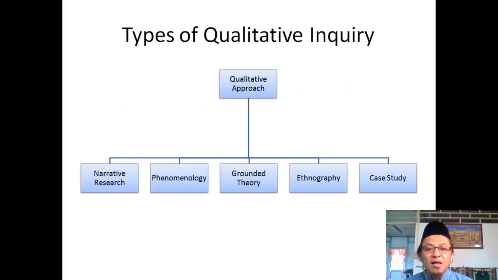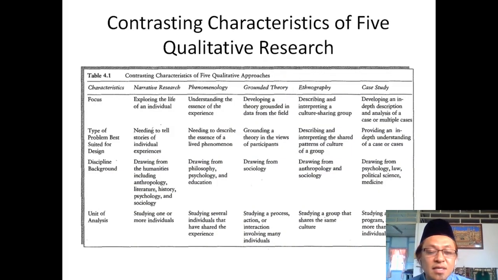All right, according to Creswell, qualitative research can be generally divided into five. One is called narrative research. Number two is called phenomenology. Number three, grounded theory. Number four, ethnography. And the last one is case study. So this is a table taken from the textbook, a summary of contrasting characteristics of the five qualitative research approaches.